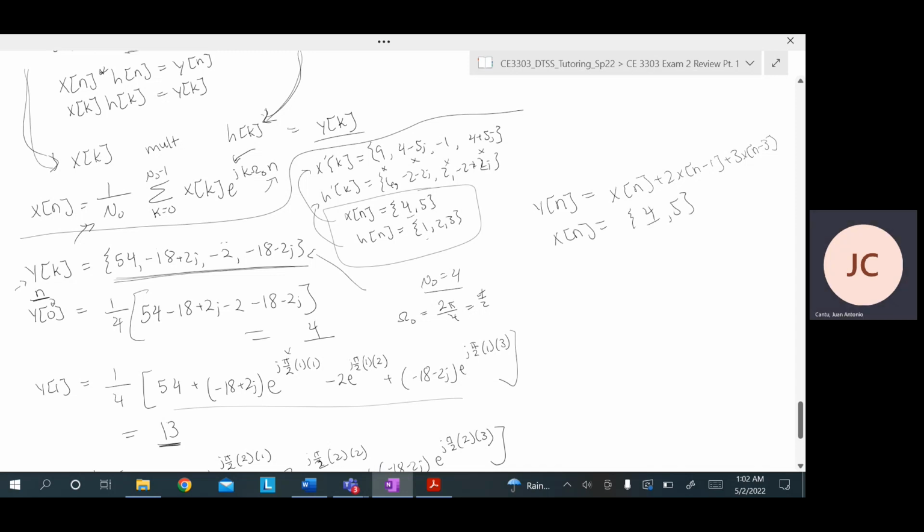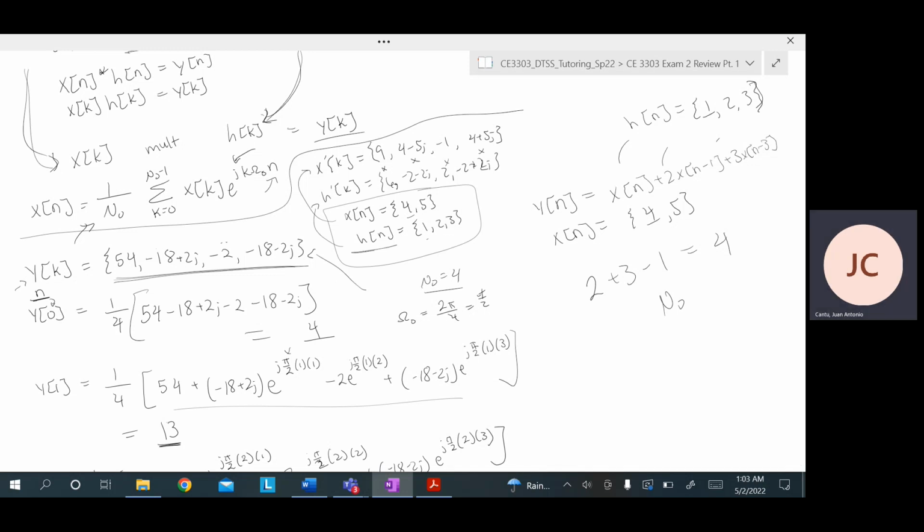What you have to be able to recognize is, remember that when you have a difference equation that only has x terms in it, your impulse response h of n is simply the coefficients of each of these. So h of n is simply equal to 1, 2, 3. Then you see that the length of x of n is 2, the length of h of n is 3, I subtract 1, I get 4. So that's going to be my n naught, my length of y of n.